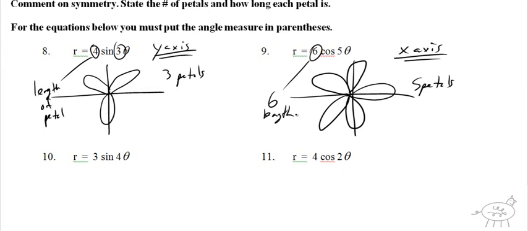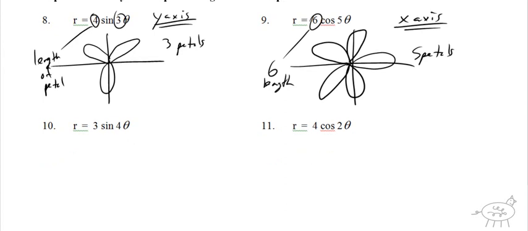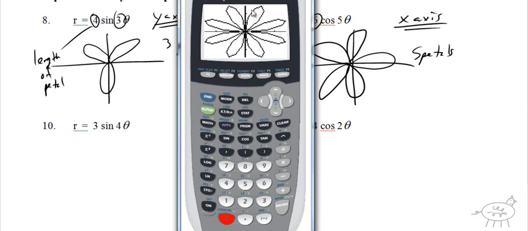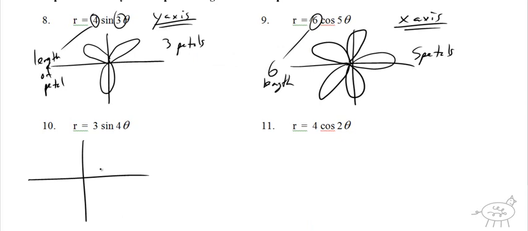Alright, so let's keep going here. That's very interesting. 3 sine of 4 theta. So 3 sine of 4 theta. Zoom 6. Whoa, whoa, whoa, whoa. It's supposed to be 4 theta. That's supposed to be 4 petals. Let's zoom in a little bit on that thing. How many do I have here? 1, 2, 3, 4, 5, 6, 7, 8. Interesting. I have 8 petals.